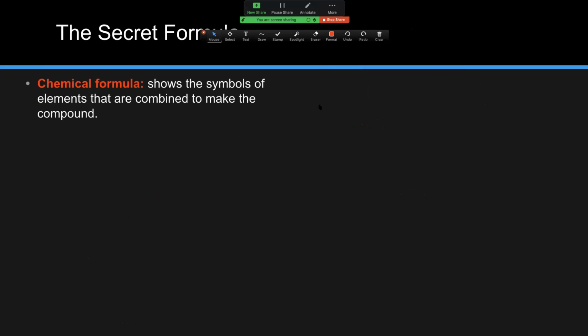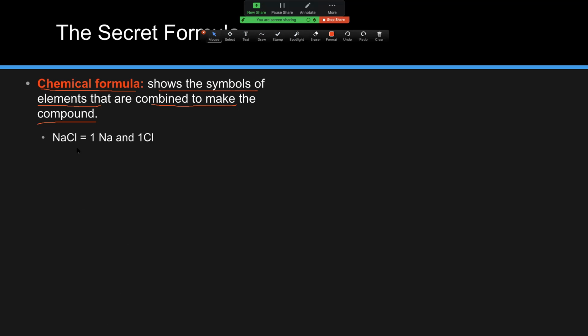All right, chemical formulas. You've got to know how to write these chemical formulas. Chemical formulas are going to show the symbols of the elements that are combined to make the compounds. Remember, symbols are a shorthand way of writing an element. They combine to make the compound. So I talked about NaCl before.